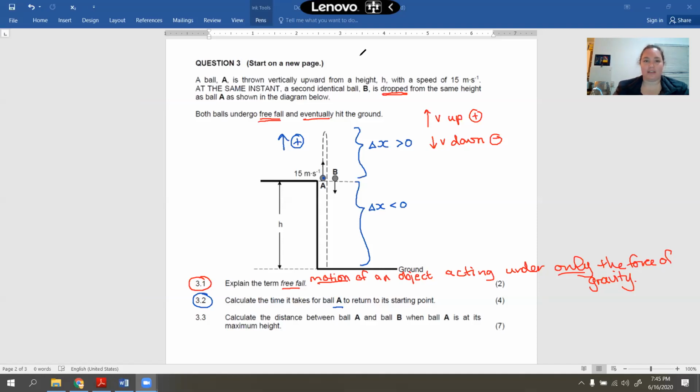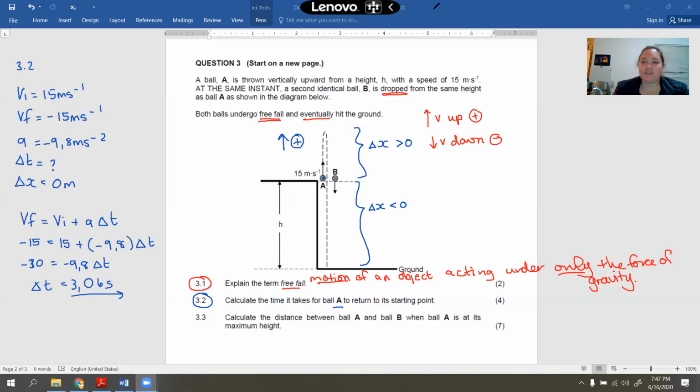All right, that looked like the majority of you, and I don't want to keep us on this for too long. I'd very much like to be able to get to the graphs of motion this evening. So just to give you an idea as to how I solved this, and I hope I didn't make any mistakes in my calculation, but I assumed that upwards was positive because that's the initial direction that we move in. So my initial velocity was 15 meters per second.